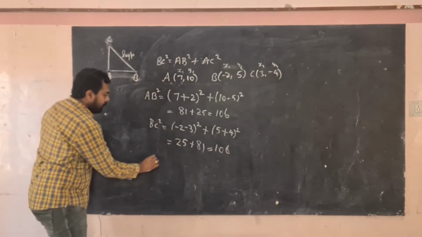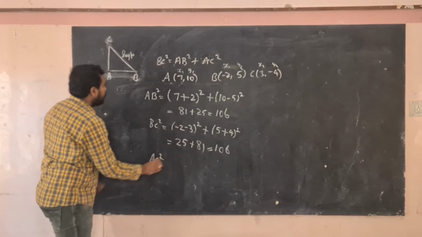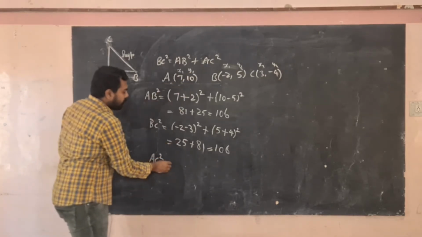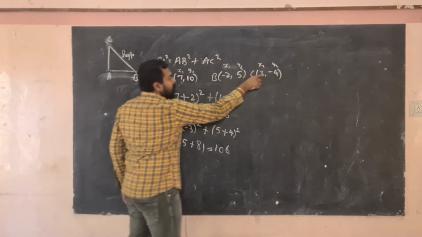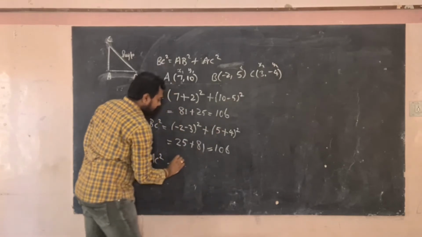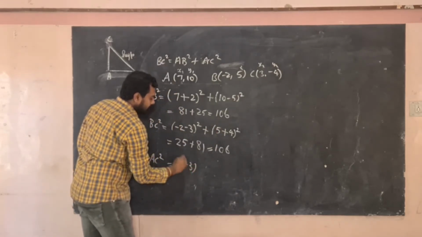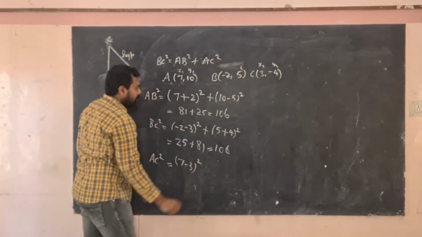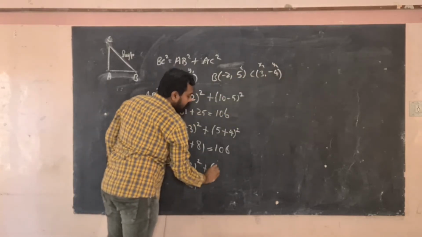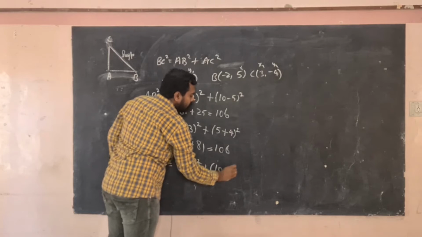Okay. Lastly, AC square. What is AC square? You find this is x1 y1, this is x2 y2. So 7 minus 3, 7 minus 3 the whole square, plus 10 minus of minus, so 10 plus 4 the whole square.